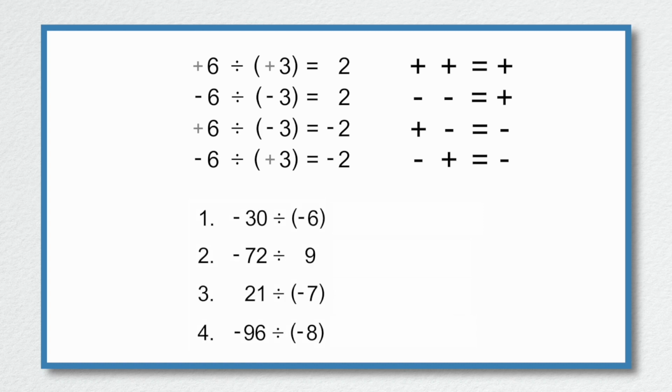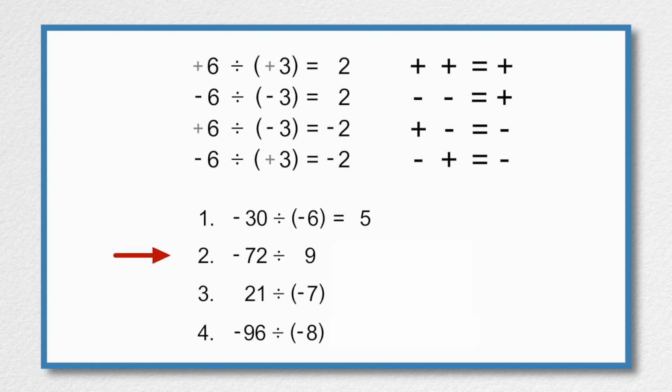Here are some questions to try. Negative 30 divided by negative 6. Well, I know that 30 divided by 6 is equal to 5. But we have a negative 30 divided by negative 6. A negative and a negative gives a positive. So we get the answer 5, or positive 5.